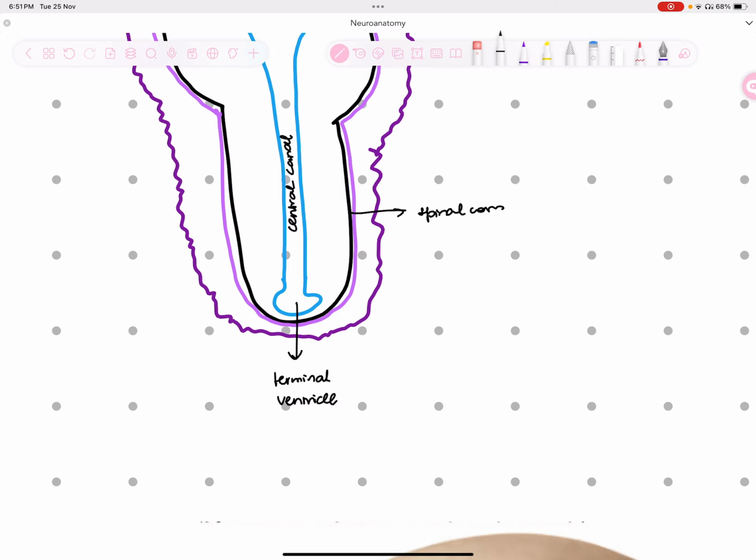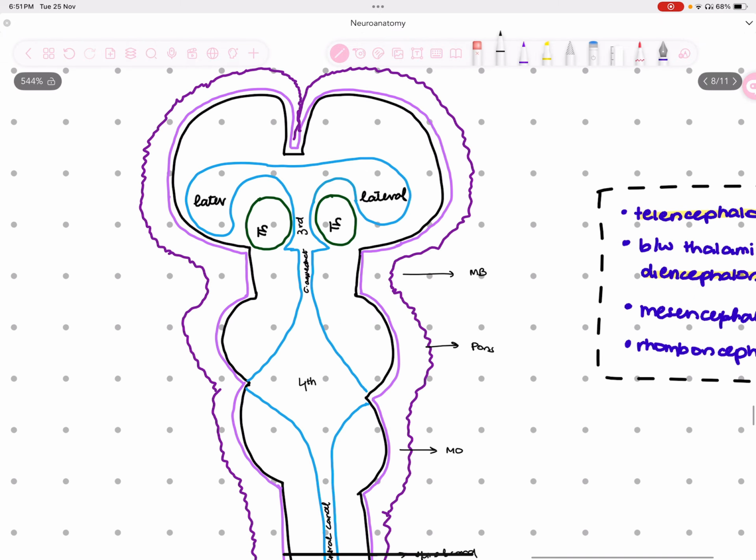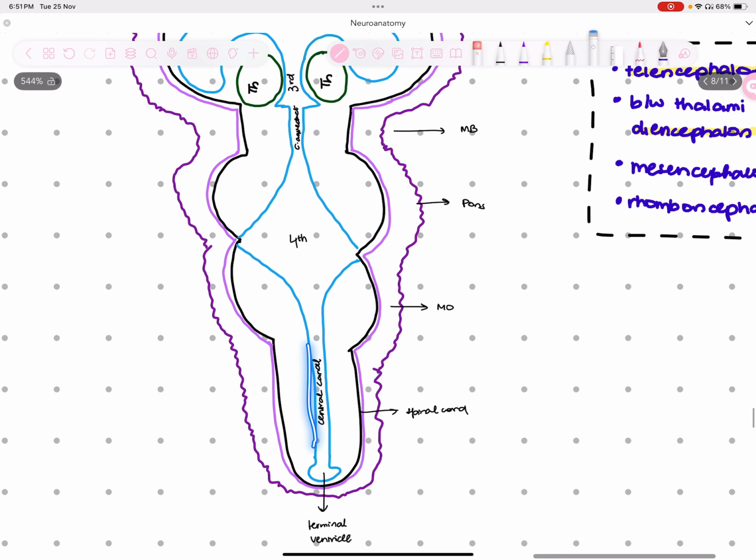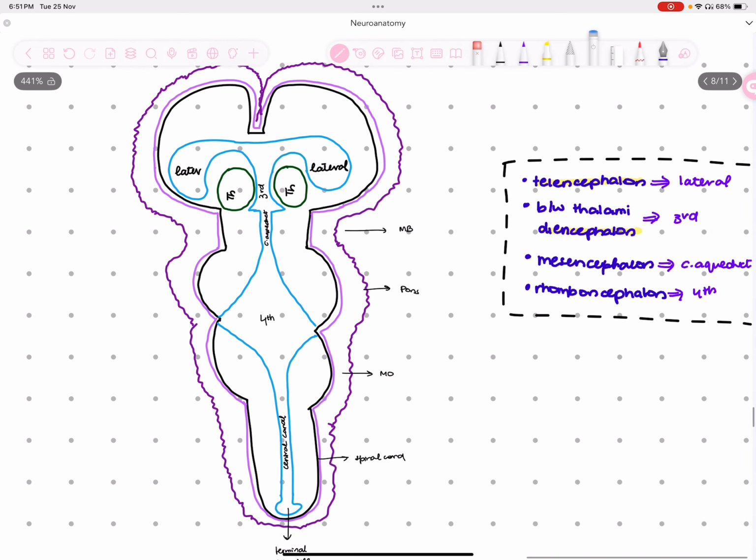Yes. So let's recall. First of all, the lateral ventricles are right here in your cerebral hemispheres. Then you have the third ventricle, which is between the thalami, then the cerebral aqueduct in the midbrain. Then it dilates here. This is the fourth ventricle at the junction of pons and medulla, and then you have the central canal in the spinal cord and then the terminal ventricle. So this must be clear-cut.